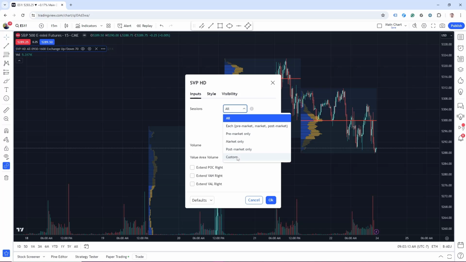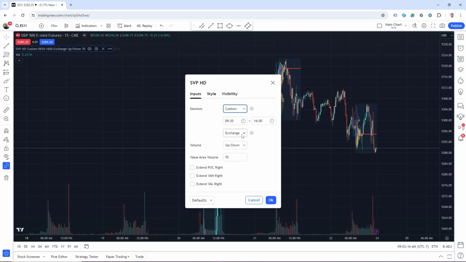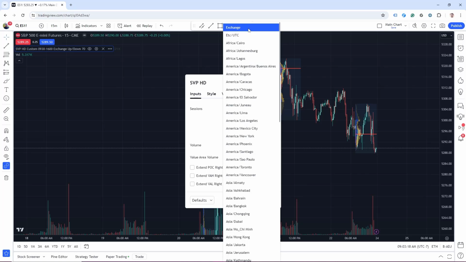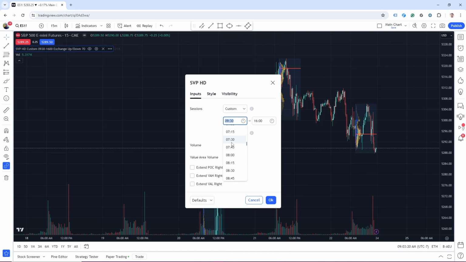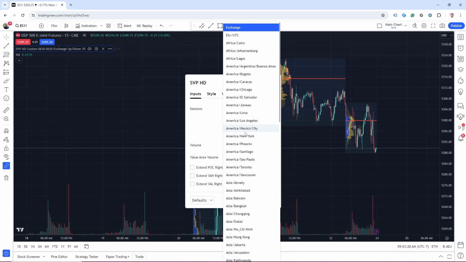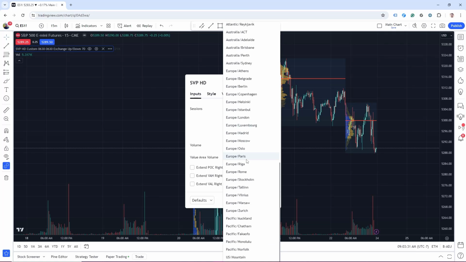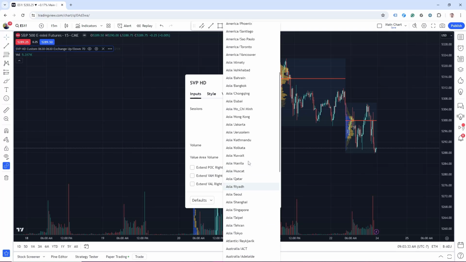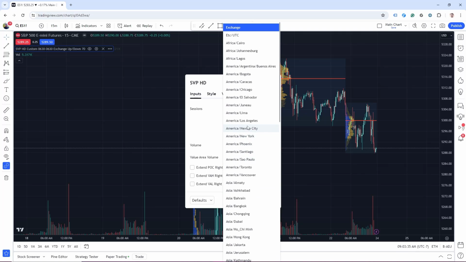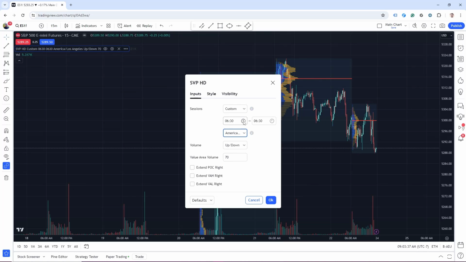So I am going to do Custom and make sure that it's from the open to the open, so it pulls the whole day. And let's go to, because I am Pacific time, and click OK.